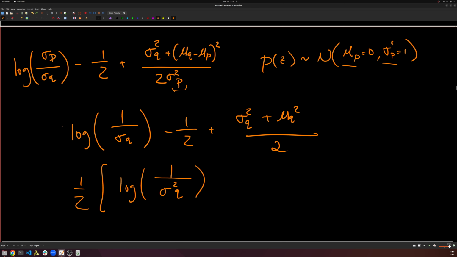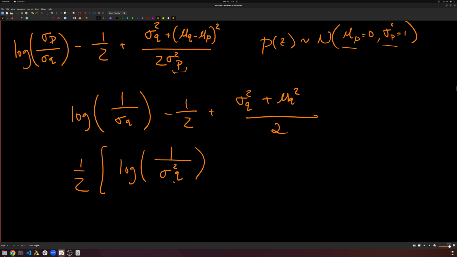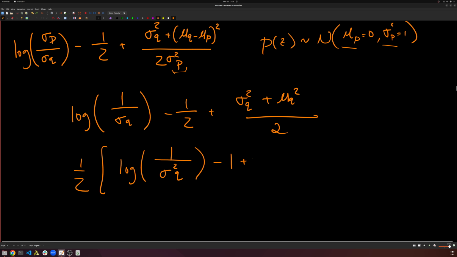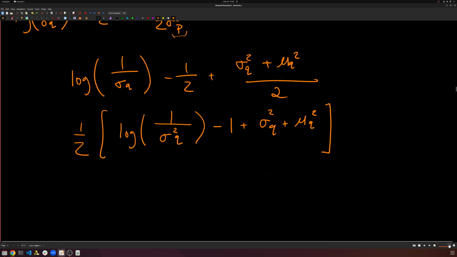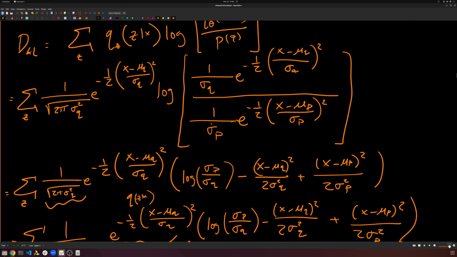Because if this didn't have a half, we'd have to do half times 2 times log, right? Just to make sure everything's the same. We can stick the 2 inside. There we go. There's the 2. We square everything inside because of log rules. There we go. This minus half will just become minus 1, plus these will just become individual terms. Sigma squared q plus mu q squared. And this is almost our final loss function, right? So this is equal to, so our final, again, let's go back to the very beginning.